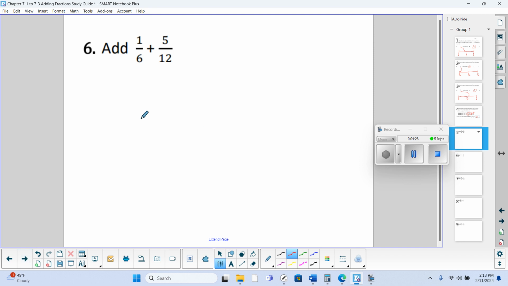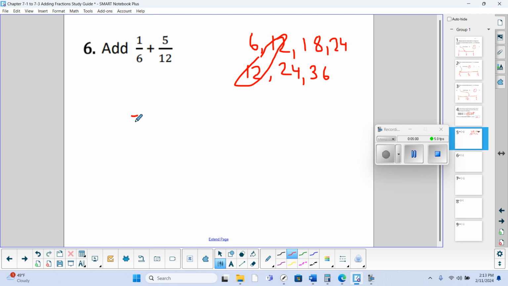Next problem. 1/6 plus 5/12. I'm going to use the multiple method just to show you. 6 is 6, 12, 18, 24. Those are the multiples of 6. And the multiples of 12 are 12, 24, 36, and so on. Clearly the first multiple they both share is 12. So I'm going to use 12 as my common denominator.